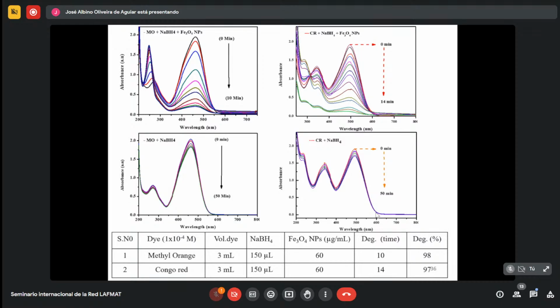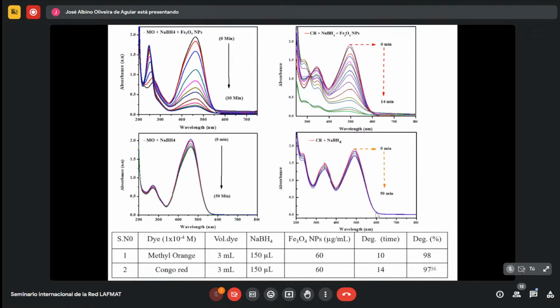sodium borohydride, a very small amount in micrometers, is added, and the catalyst is added at 60 microliter per ml. Then the degradation time is within 10 minutes. That means 98% of the methylene blue is degraded. In a similar way, Congo red is 97% degraded.